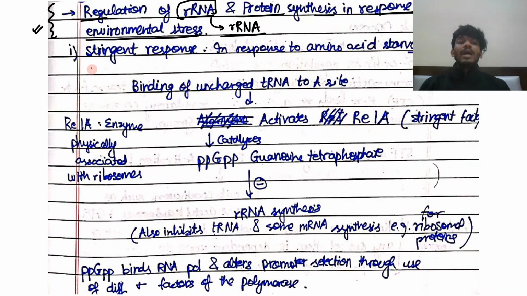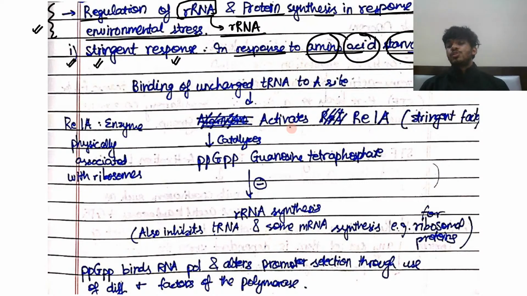And that is known as stringent response. Stringent response, first thing that you should know is that it occurs in response to amino acid starvation. That's the first thing that you should know. Stringent response, why is it occurring? In response to amino acid starvation. Okay. Then what happens?